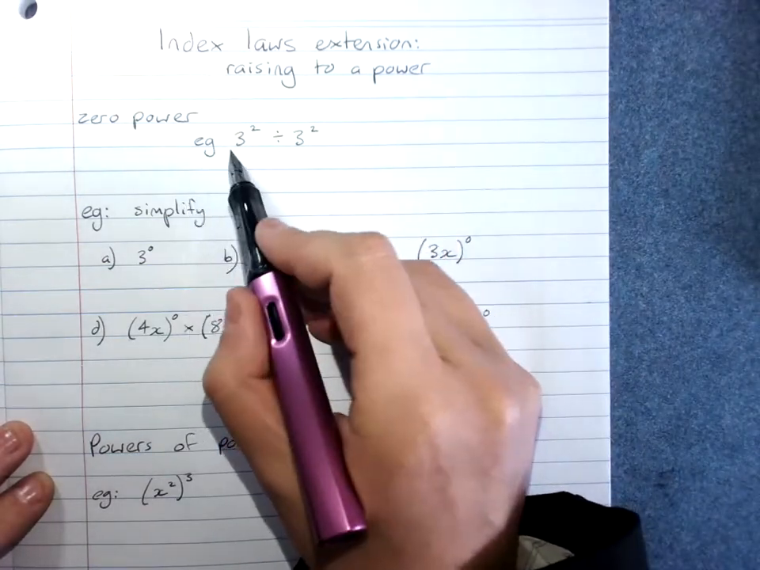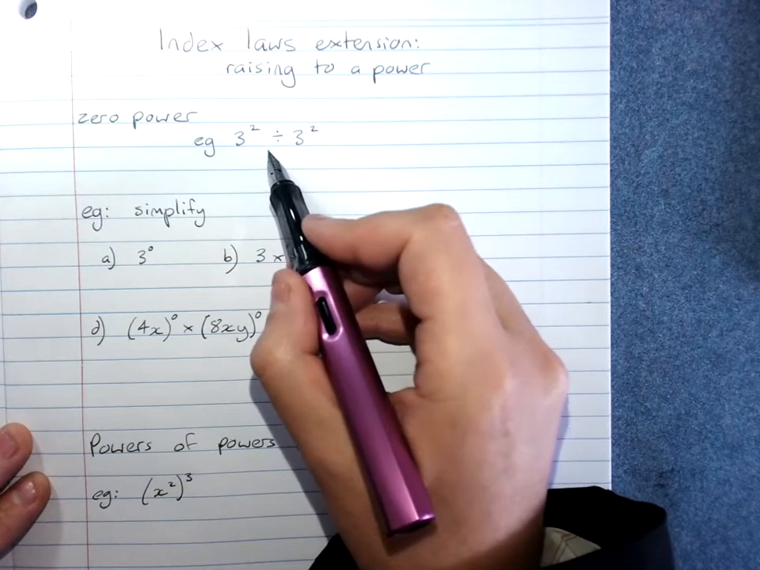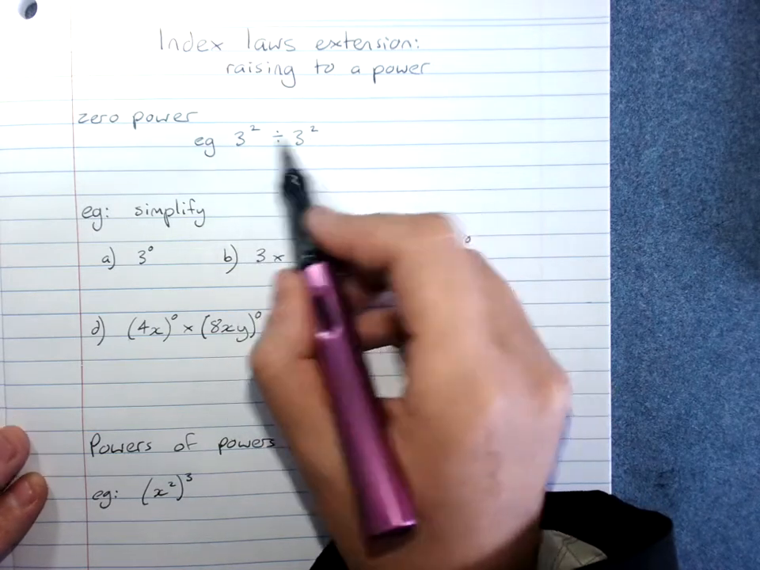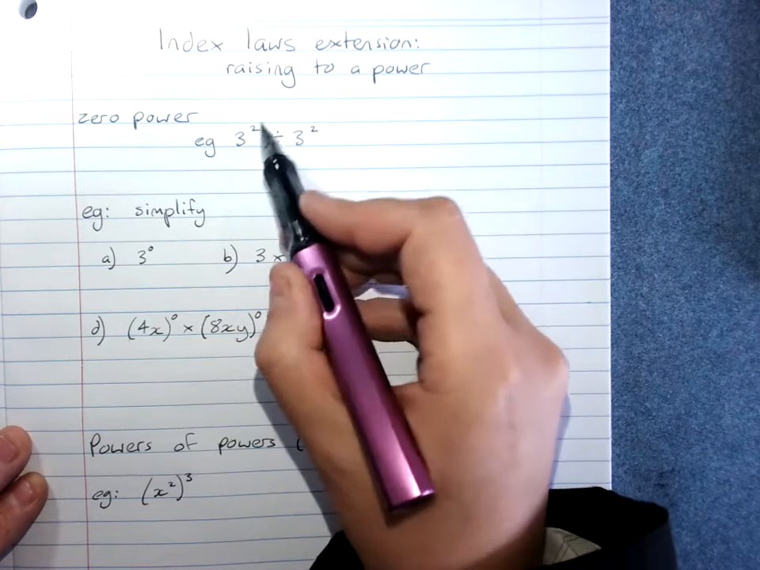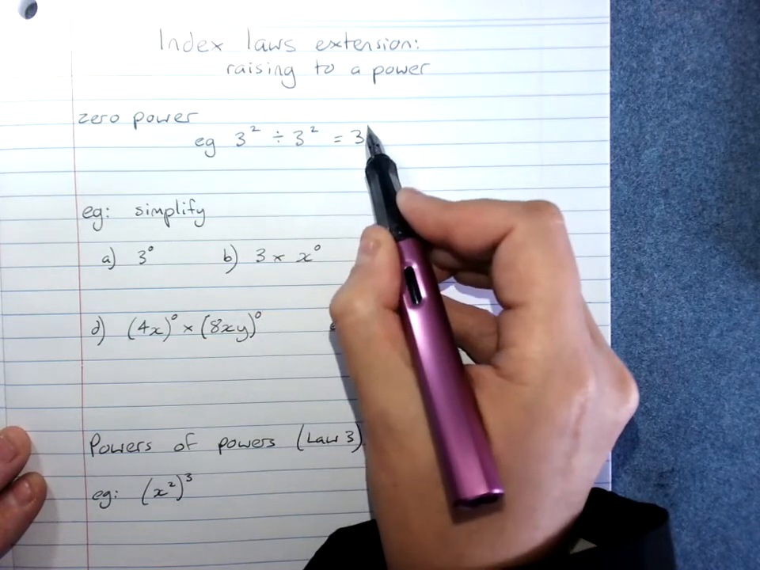If you have a look at this little example here, this will give us a zero power because index law 2, dividing by numbers of the same base, says that I subtract the powers, so that will quite clearly be 3 to the power 0.